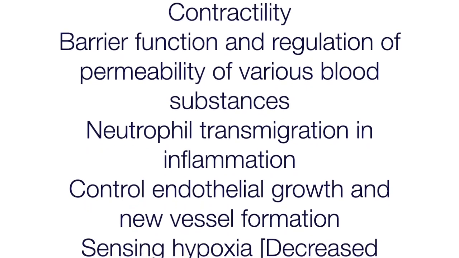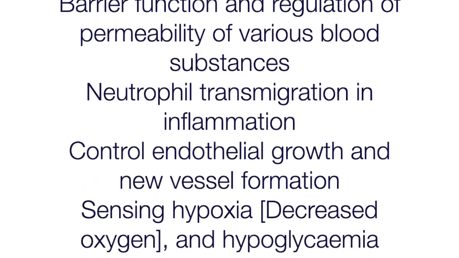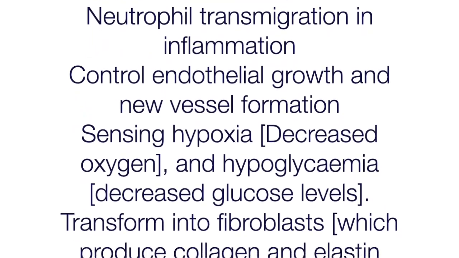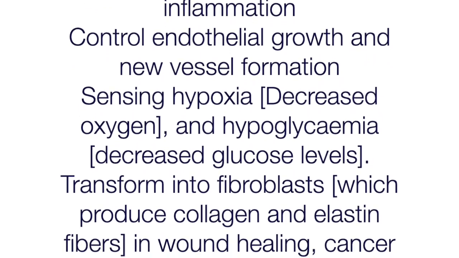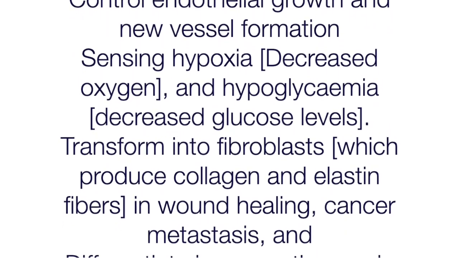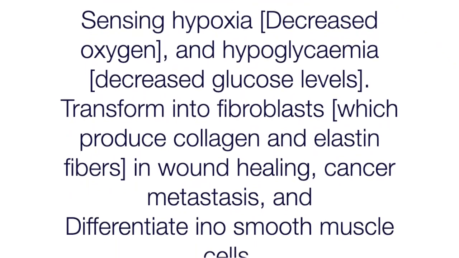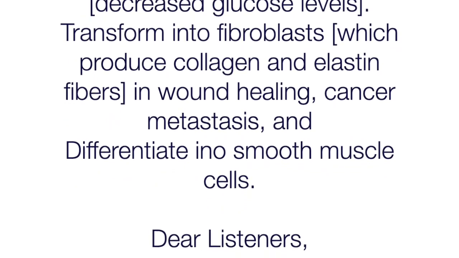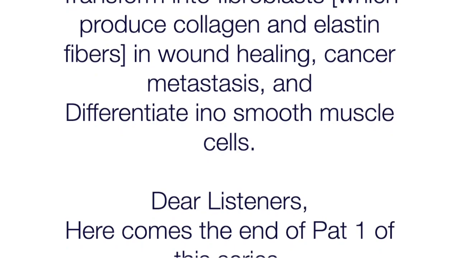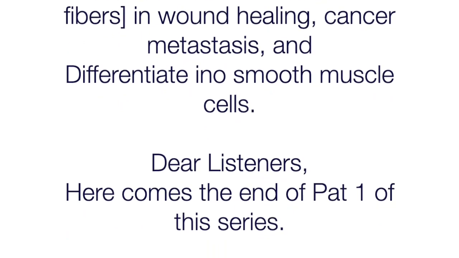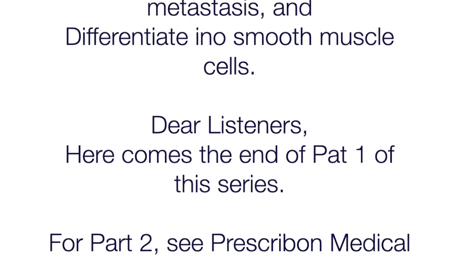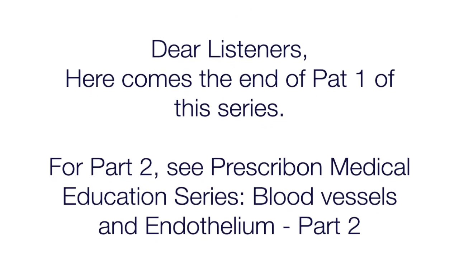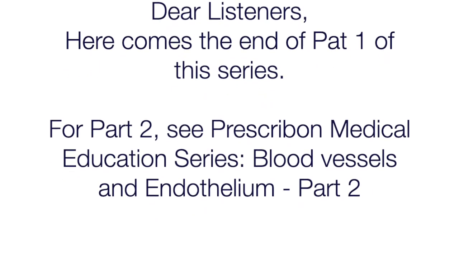The functions of pericytes are listed below. 1. Contractility. 2. Barrier function and regulation of permeability of various blood substances. 3. Neutrophil transmigration in inflammation. 4. Control of endothelial growth and new vessel formation. 5. Sensing hypoxia, that is, decreased oxygen, and hypoglycemia, that is, decreased glucose levels. They can transform into fibroblasts, which produce collagen and elastin fibers in wound healing and cancer metastasis, and they can differentiate into smooth muscle cells.